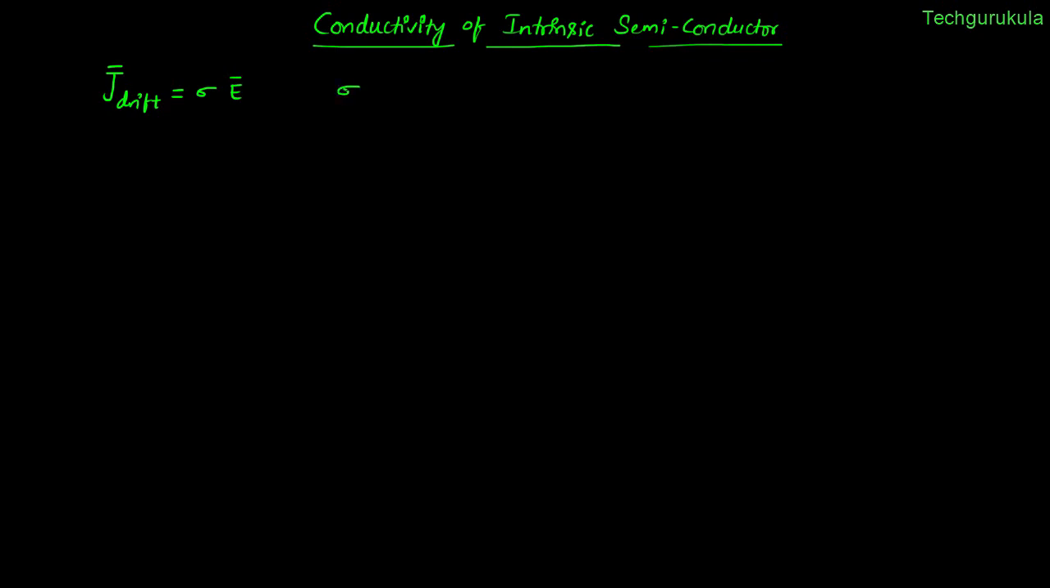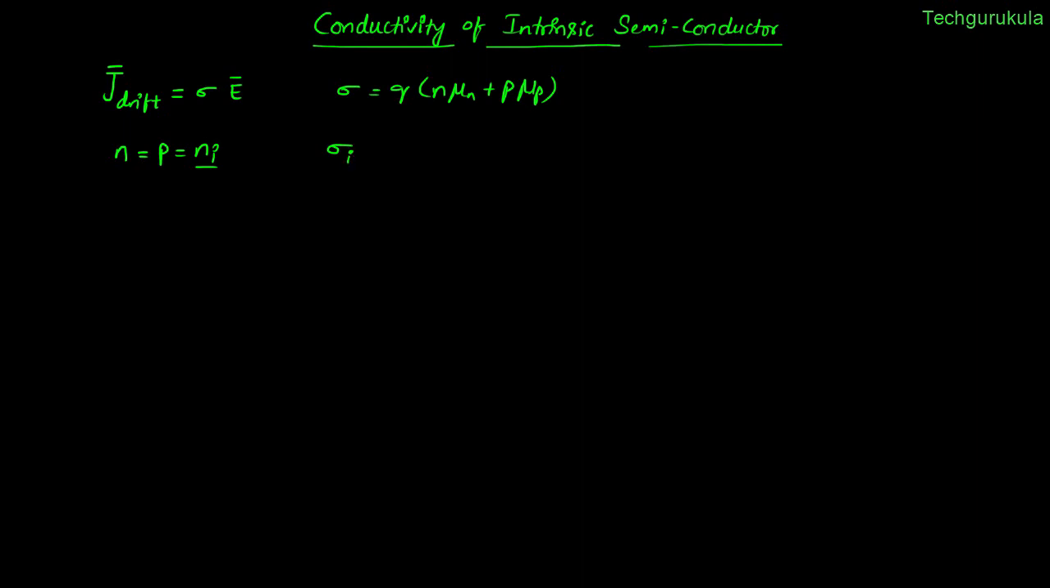So sigma is given by q times (n mu n plus p mu p), where q is the electron charge, n is the electron concentration in the conduction band, and p is the hole concentration in the valence band. And mu n is the mobility of electrons, and mu p is the mobility of holes. In intrinsic semiconductor, n is equal to p, which is equal to ni, where we called ni the intrinsic carrier concentration. Now we can represent the sigma for intrinsic semiconductor.